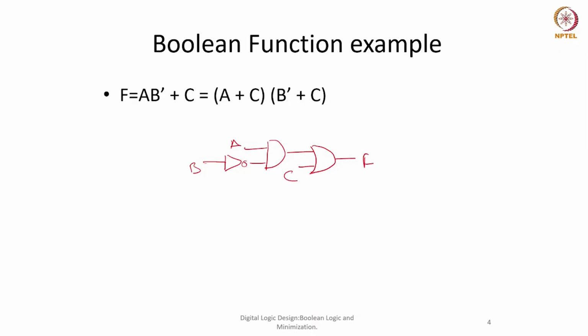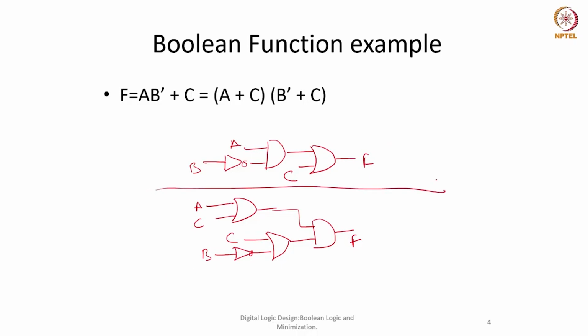In a similar way, if I want to do this, first of all I need to do OR of A and C, and then B needs to be inverted, and then I need to do an OR with C, and then both of the outputs of these OR gates have to be ANDed, and the result would be F. So essentially these two circuits, with this logic gate and this logic gate, we have found that both of them are actually equivalent.